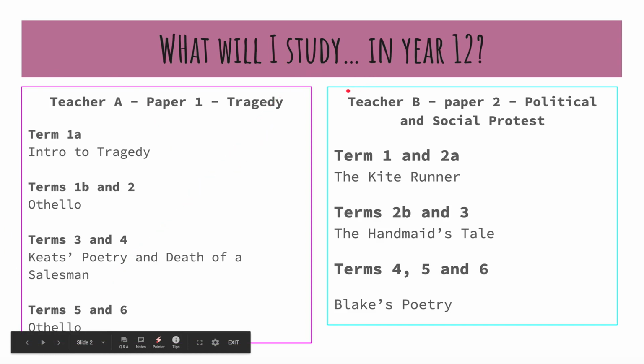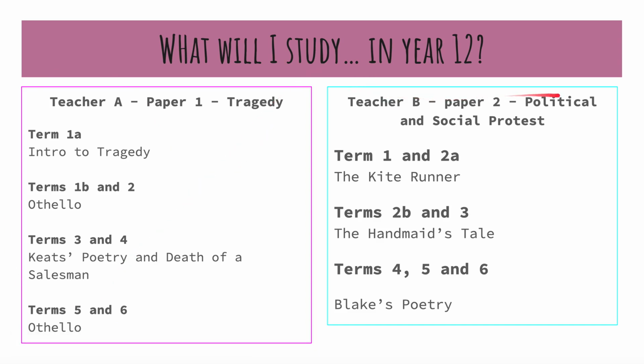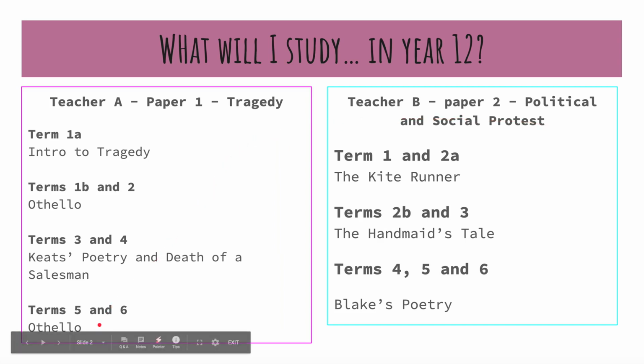So on the other side of the course then, Teacher B, it's for paper 2, and it's political and social protest. That's the genre of text you're studying here. So in terms 1 and 2A, so taking just up over that first half term, you'll study The Kite Runner. In terms 2B and 3, so taking you up to February, you'll study The Handmaid's Tale. Then in terms 4, 5, you'll study Blake's poetry, and 6 will be a kind of combination of all of those texts as you revise for your mocks.